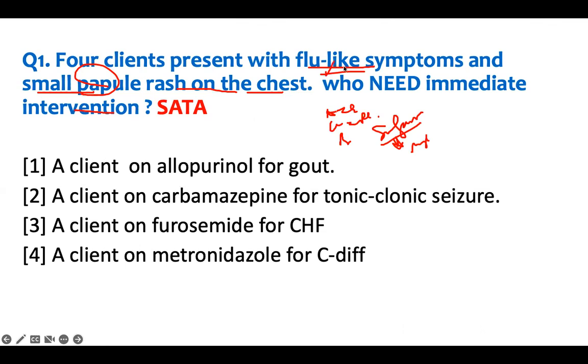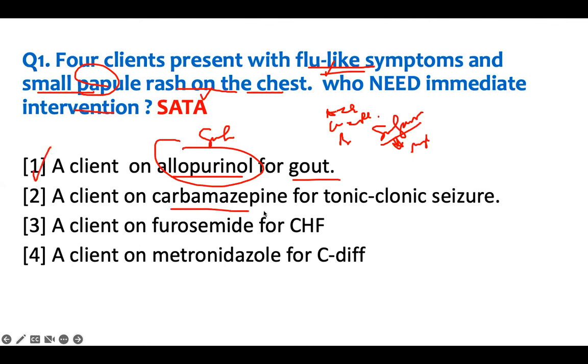This is Stevens-Johnson syndrome, and that will lead to severe rash, hypotension, desquamation. That means the skin will peel and they will die from dehydration. Therefore, we have to look and see who is on a sulfa drug. So a client on allopurinol for gout. This is a sulfa drug. Therefore, if he has a rash, we need to stop it. So this patient needs to be seen.